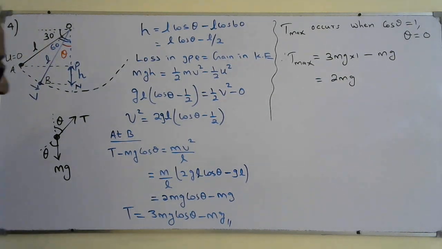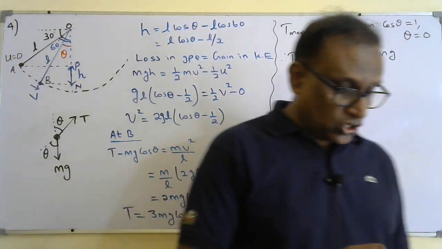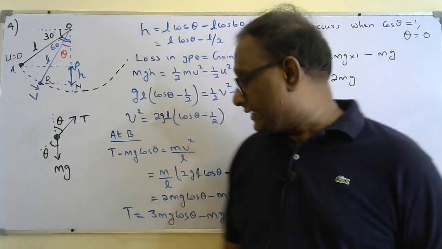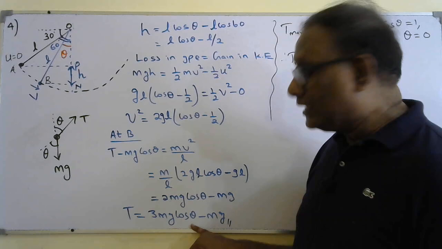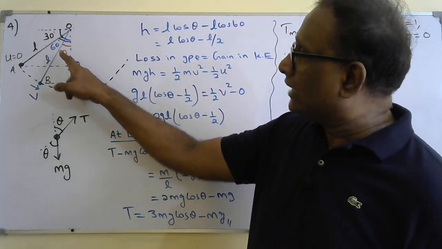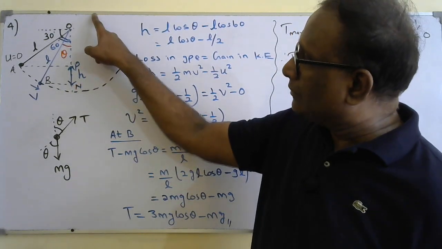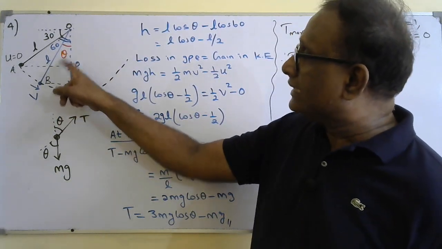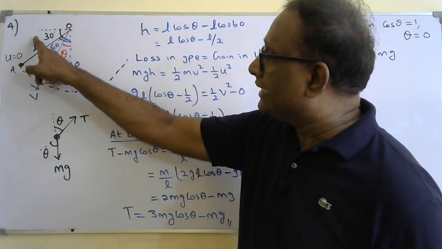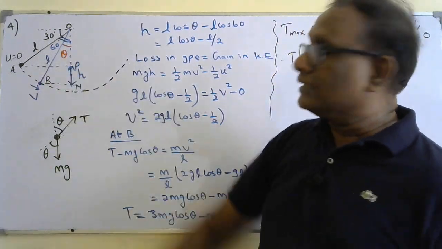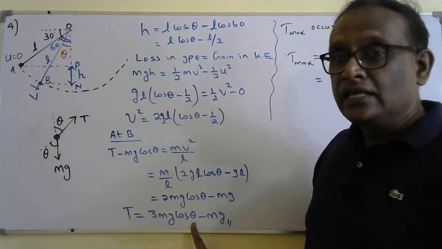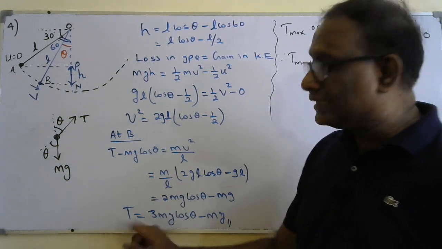T minimum occurs when, we know that when theta increases, cos theta will decrease. You know the theta, cos theta graph. When theta increases, the cos value will decrease. But theta can increase after 0 up to any amount. But in this question, theta cannot go beyond 60. They said it was released from 30 degrees, so with the vertical, it can't go beyond 60 degrees. So the maximum value of theta is 60 degrees. At that time you will get the minimum value.